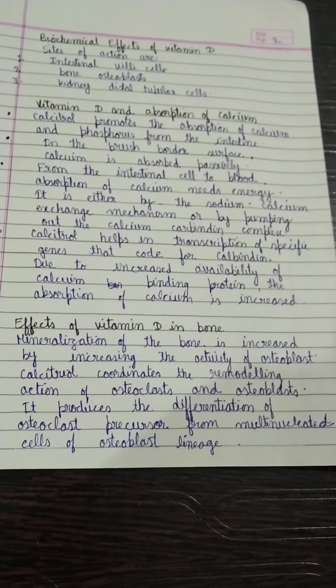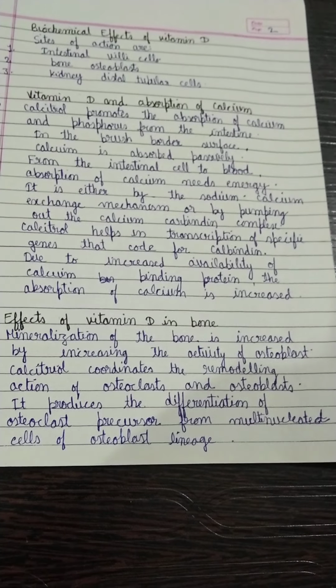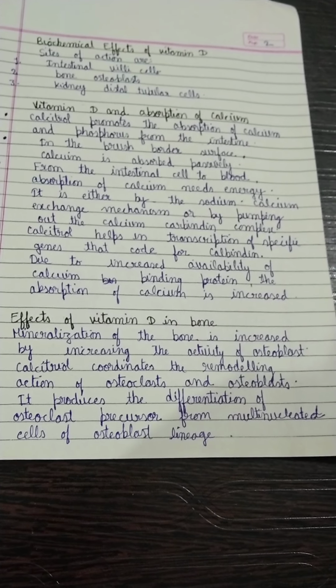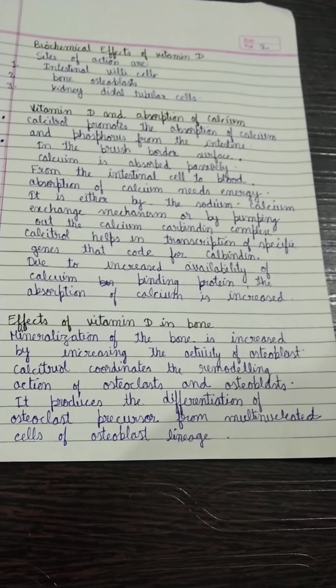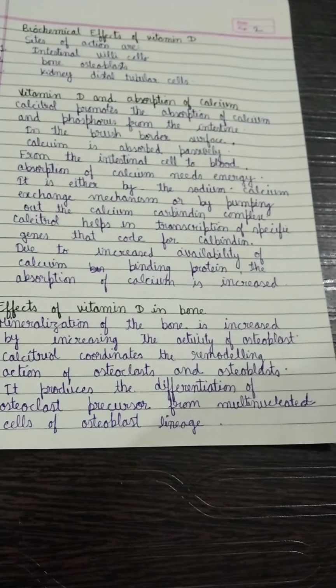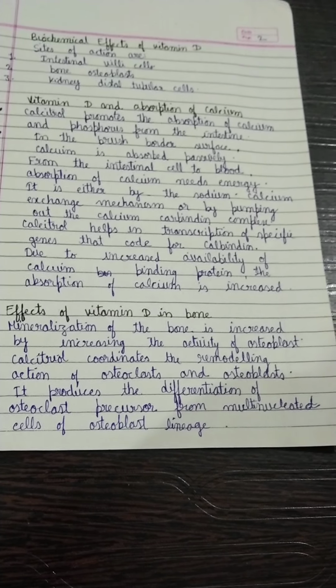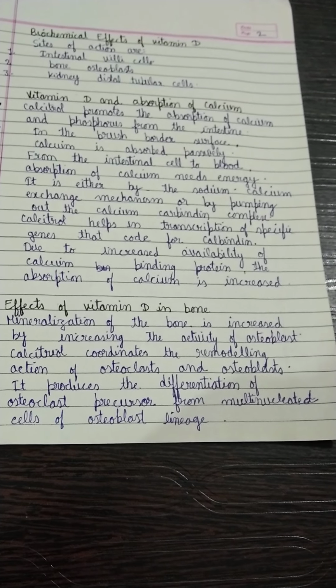Effects of vitamin D in bone. Mineralization of the bone is increased by increasing the activity of osteoblast. Calcitriol coordinates the remodeling action of osteoclast and osteoblasts. It produces the differentiation of osteoclast precursor from multinucleated cells of osteoblast lineage.